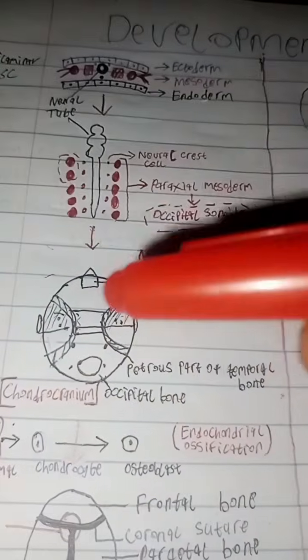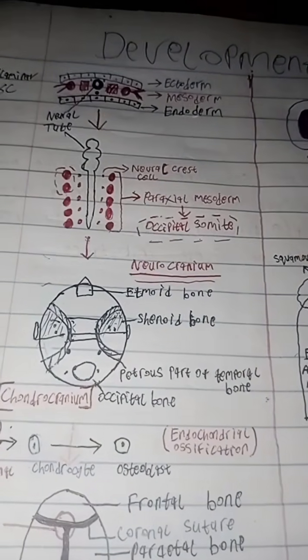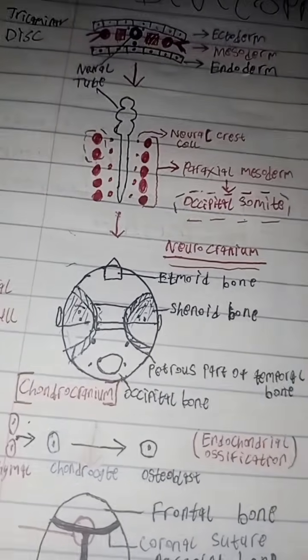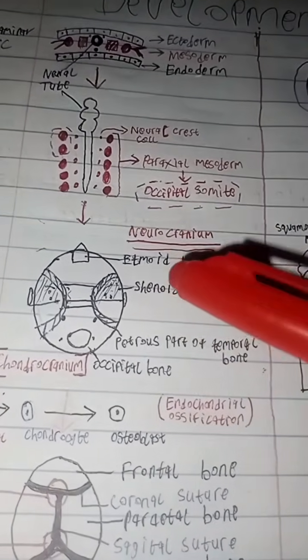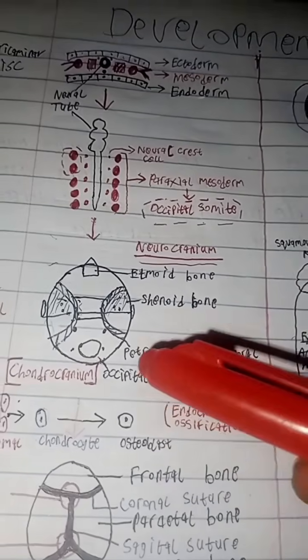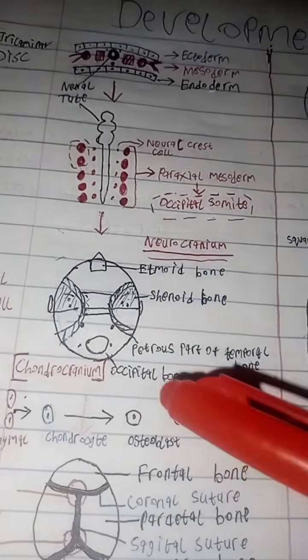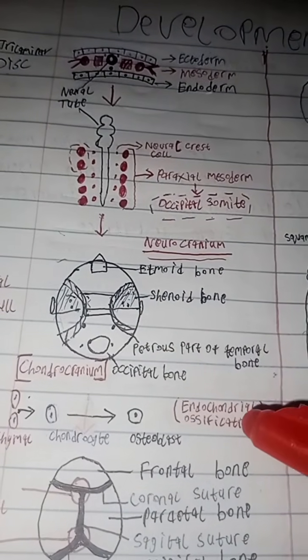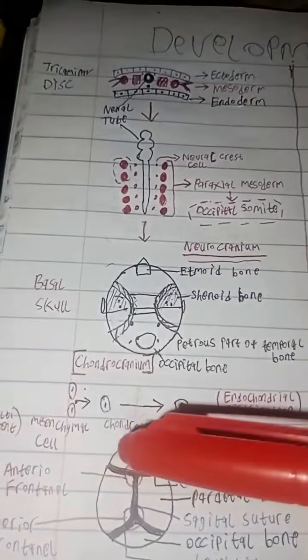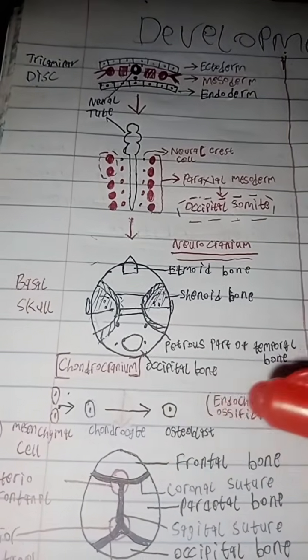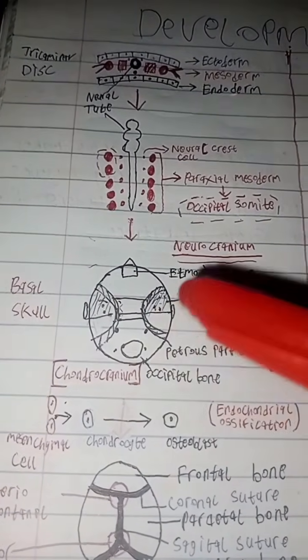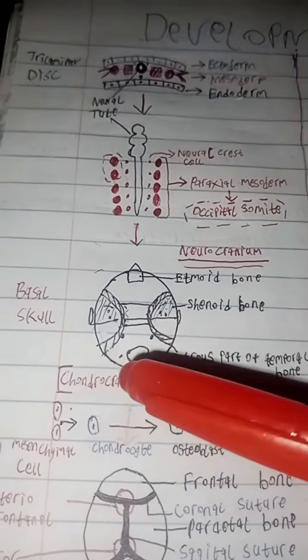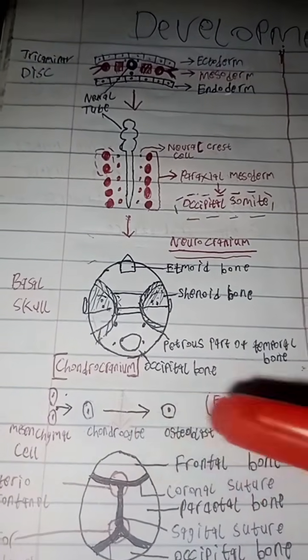Now, this is your skull, like the bottom part. Like you cut your skull in halfway, then you're looking at the bottom part from the top view. So you are seeing your ethmoid bone, your sphenoid bone, and the petrous parts of your temporal bone, and also your occipital bone. Now, all these bones are created through endochondral ossification. So you have your mesenchymal cells, which then form chondrocytes and then form osteoblasts. Now, this lower part of the cranium is also known as the chondrocranium because it forms from chondrocytes.